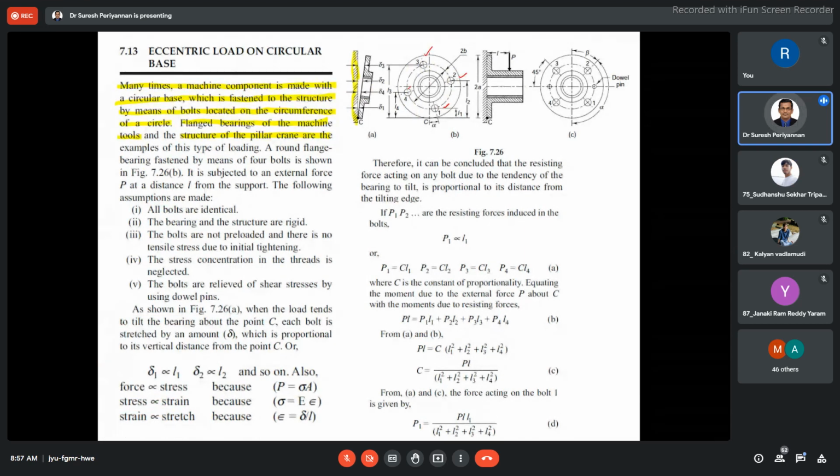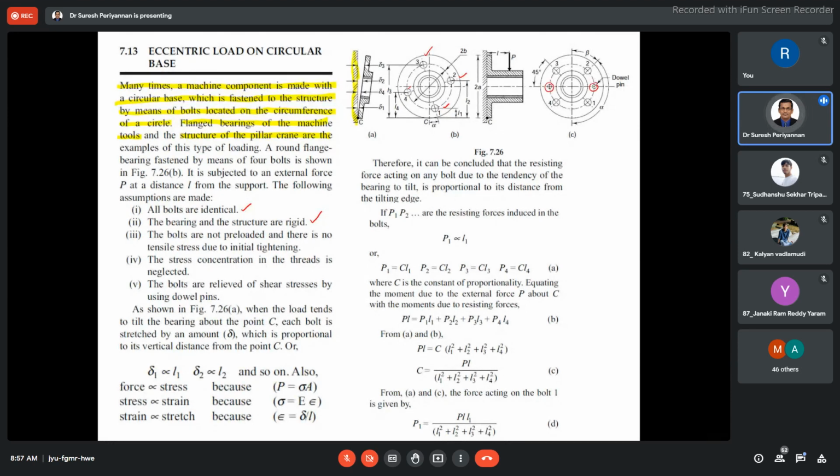Here also we have to follow some of the assumptions we considered in previous cases. First, all the bolts are identical, of the same material and identical dimensions. Second, the bearing and structures are rigid. Third, the bolts are not preloaded, I mean there is no tensile stress due to initial tightening. We are not considering the initial tension that may be there while tightening the bolt. Also, the bolts are relieved of shear stress by using dowel pins.